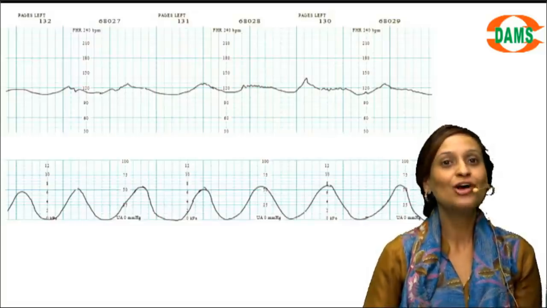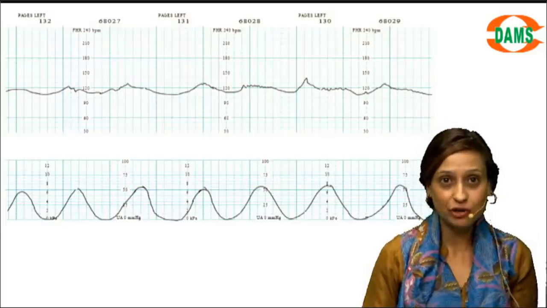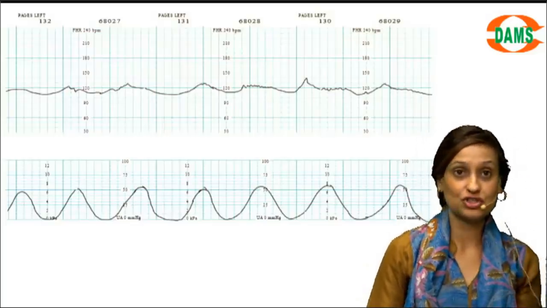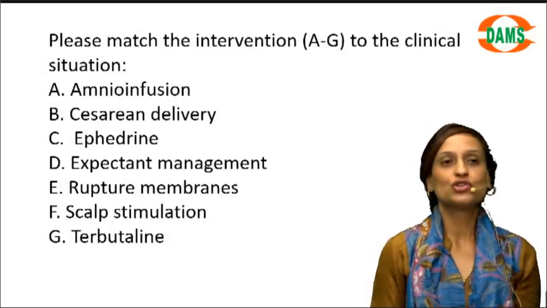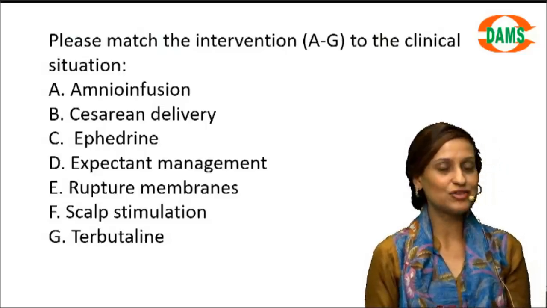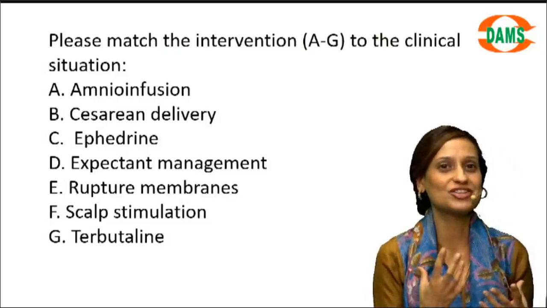And therefore, what do you think you should do? One of the first things that we should do is start IV fluids, put her in the left lateral position, stop oxytocin. Let's see, do we have these in our options? Let's see quickly. So in number 1, we don't have IV fluids, we do not have stop oxytocin, we do not have put her in the left lateral position, give her oxygen by mask.